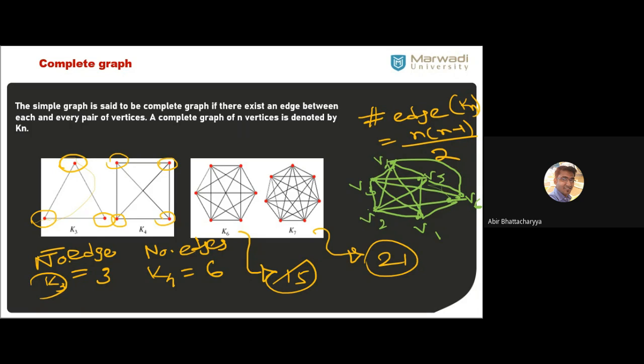Burhanuddin asks what is the main difference between a simple and a complete graph. A simple graph is a graph having neither self loops nor parallel edges. That means in a simple graph, it is not necessary to join all vertices to each other. But in a complete graph, you must join all vertices to all other vertices. Is that okay, Burhanuddin?